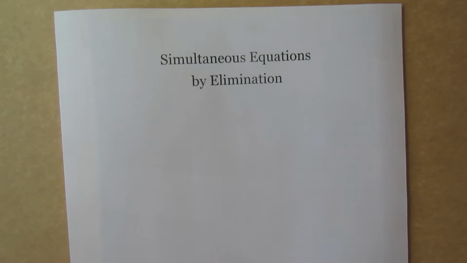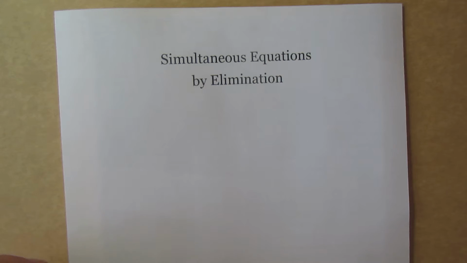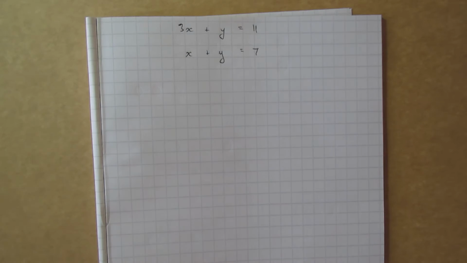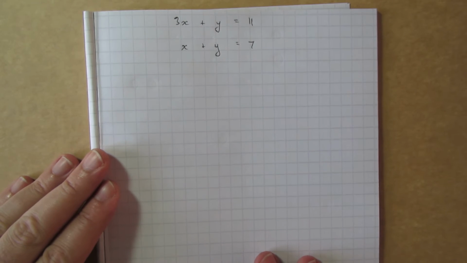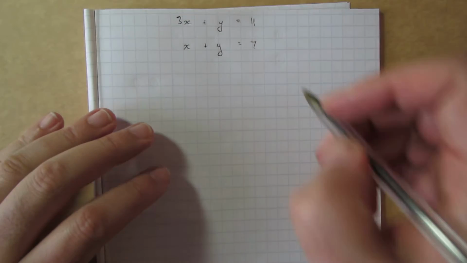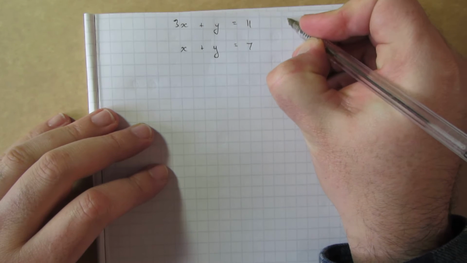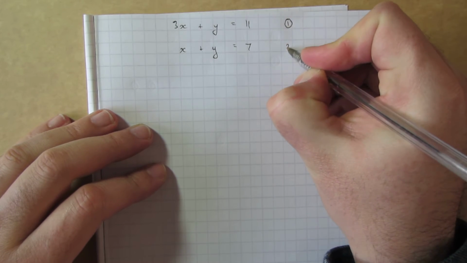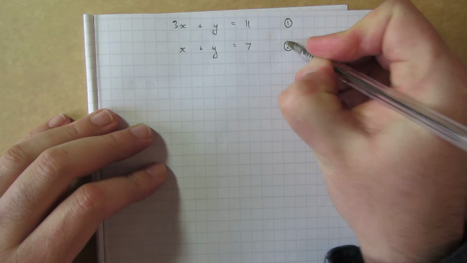Today we're looking at simultaneous equations by elimination. Now your typical question will look like this. Two equations, two letters or two unknowns, and we start by labelling the two equations so that we can refer to them easily in our work later.